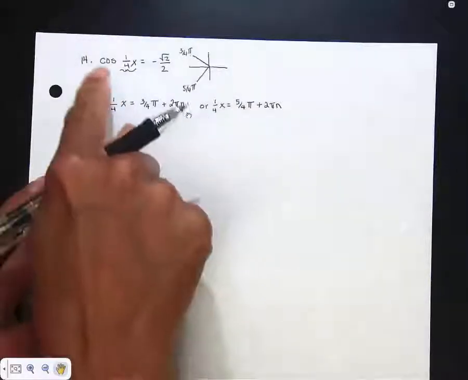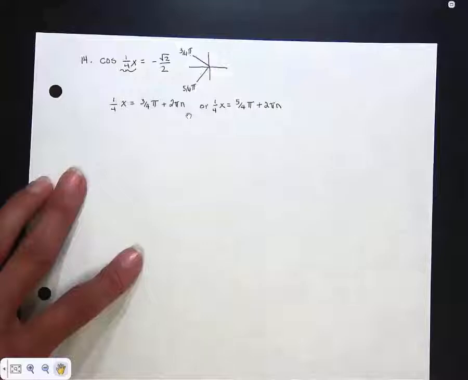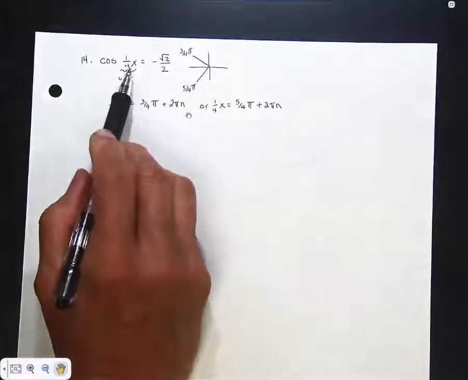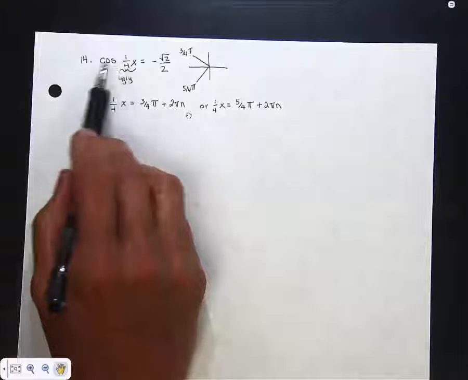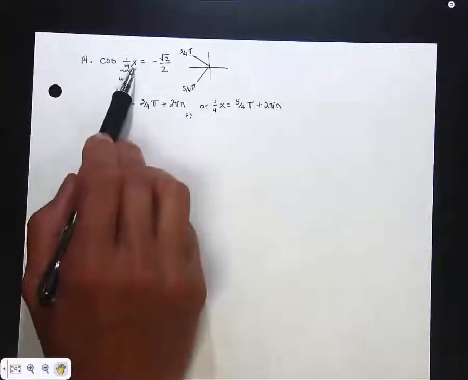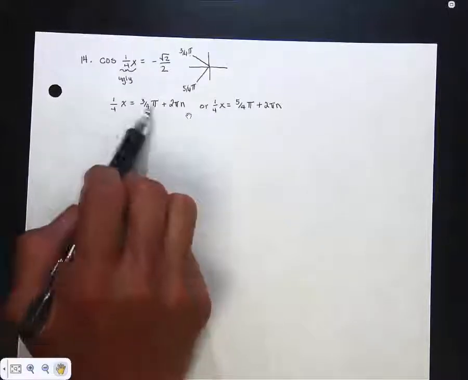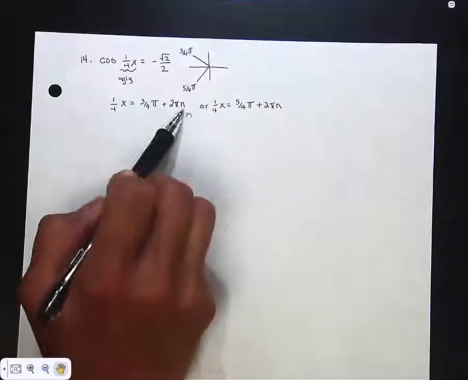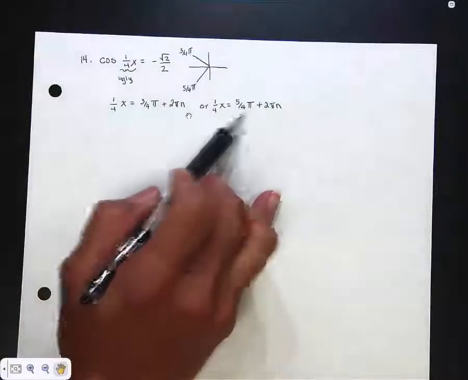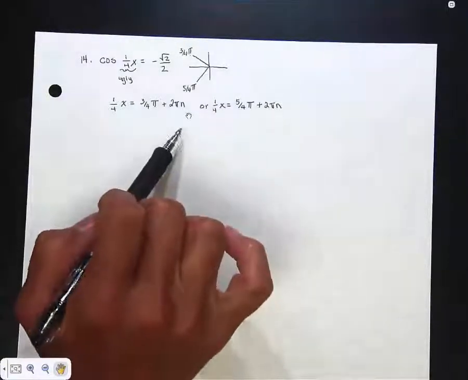In calculus, when we don't just have cosine x, we have cosine something else. I'm going to call that something else ugly. You'll hear this a whole lot in calculus. That's cosine ugly. We're not solving just for x, we're solving for ugly. So ugly is 3/4 pi and all of its coterminal angles, or ugly is 5/4 pi and all its coterminal angles.